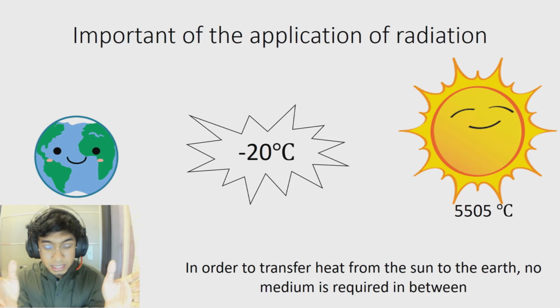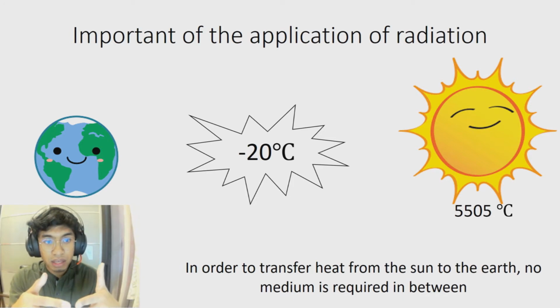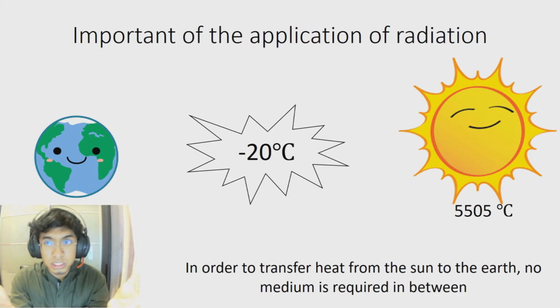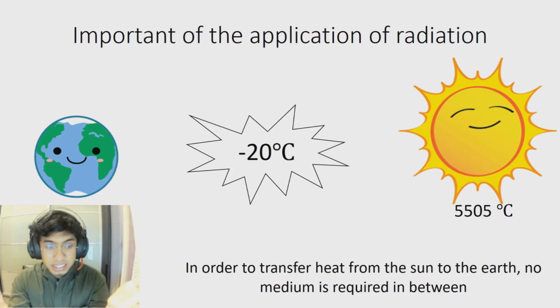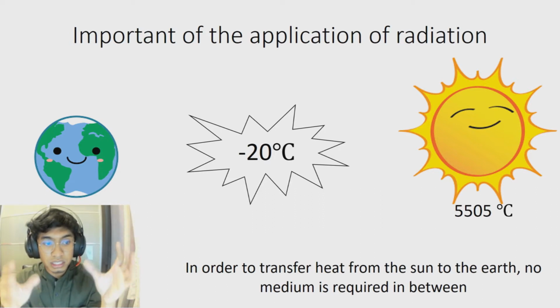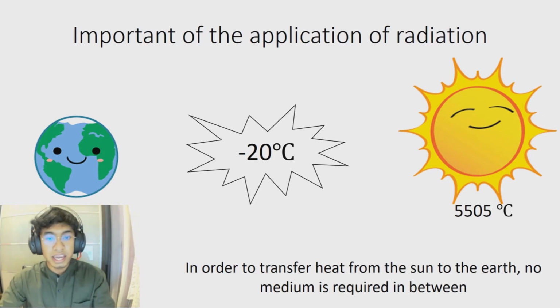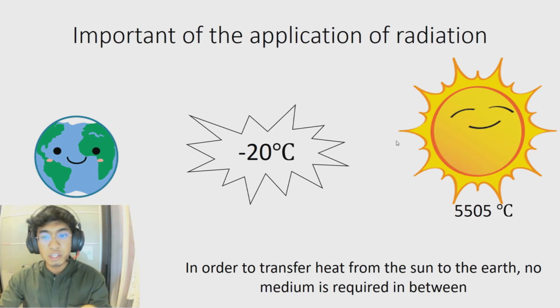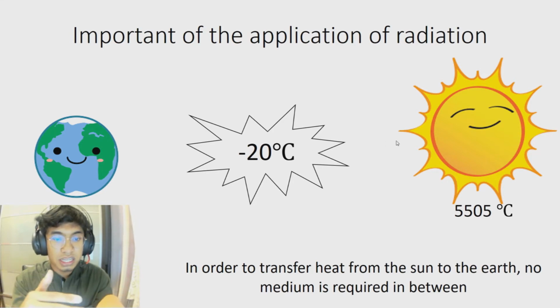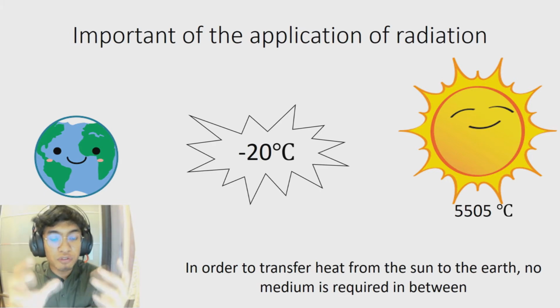But in between Earth and the sun, we have the medium known as outer space, at a temperature of negative 20 degrees Celsius. In this case, we can receive the heat of the sun on Earth even though there is no medium between Earth and the sun. The temperature of the medium is very low, and the process of transferring heat from the sun to the Earth does not change the temperature of the medium.